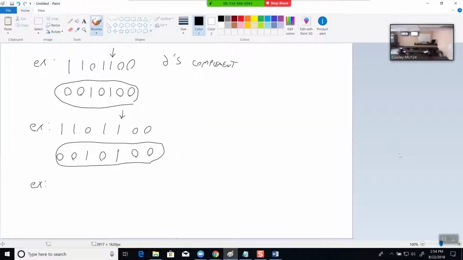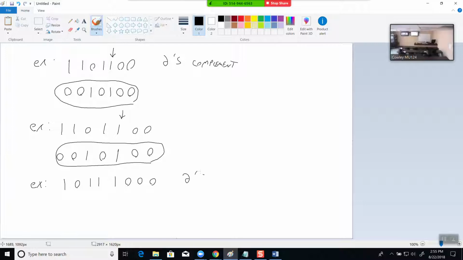Let's see. Oh yeah, I was going to show another example of the 2's complement. I can make one up pretty easy. There's really nothing to check. These are pretty straightforward. I got 1, 0, 1, 1, 1, 0, 0, 0.